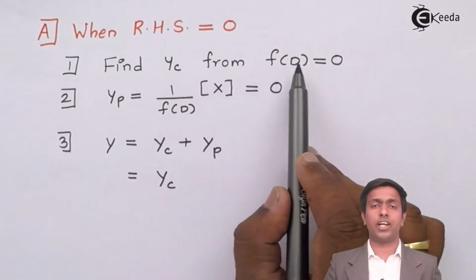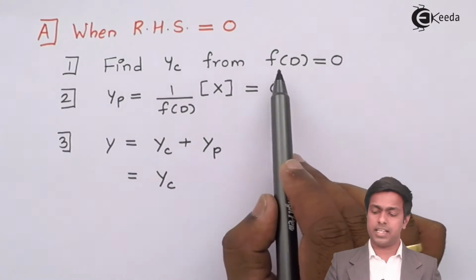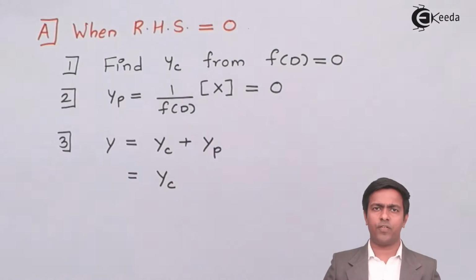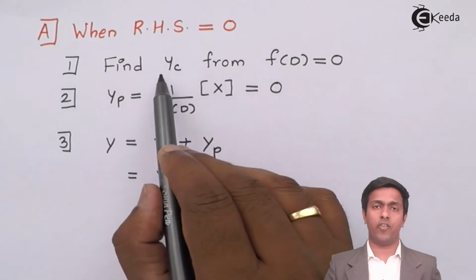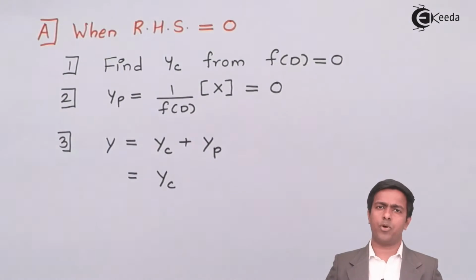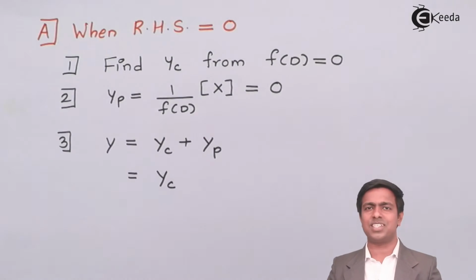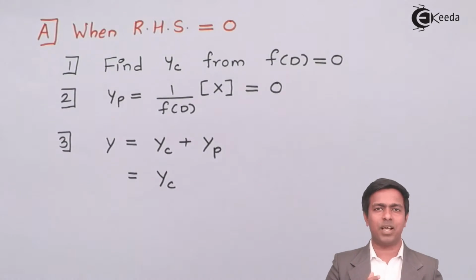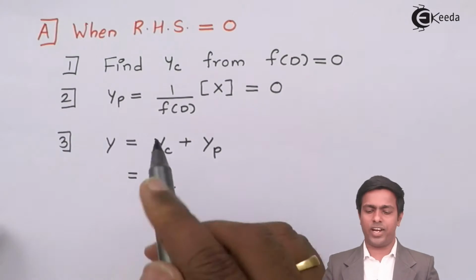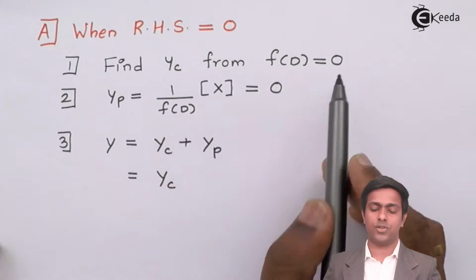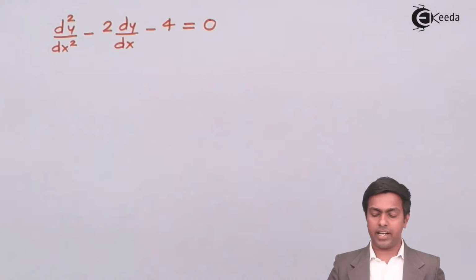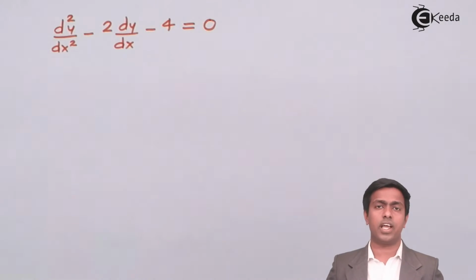So guys, for that you first have to find out this f of d. So let's find out f of d, and then let's find out the yc. What I'm going to do is read one step and solve that one step so that you understand this method very well. So let's find out yc from f of d equal to 0. Now guys, to get f of d equal to 0, we first have to find out the f of d.